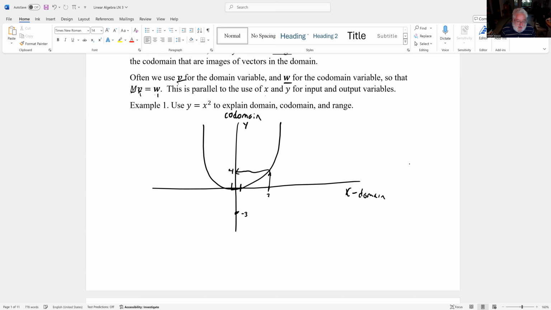So the actual range is y greater than or equal to 0. So the range is all the y's that you get by starting on the x-axis and going over to the y-axis using this function. So the codomain is generally bigger than the range. Doesn't have to be, but sometimes it's the same. But they're different concepts, right? The codomain is the space you're going into. The range is the part of that space that you actually get to.